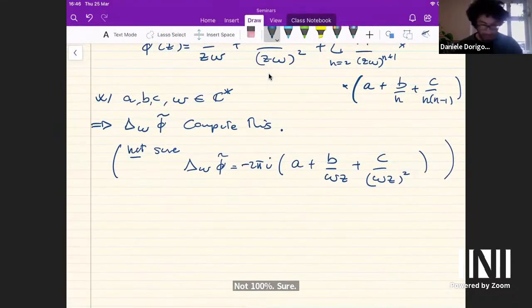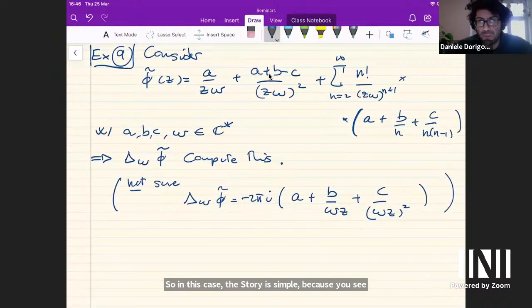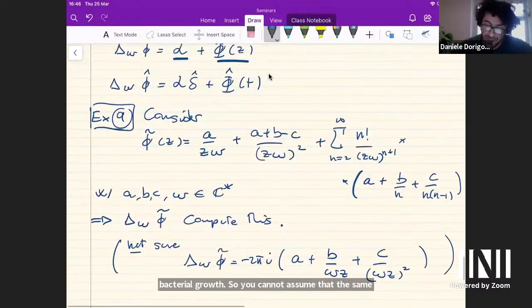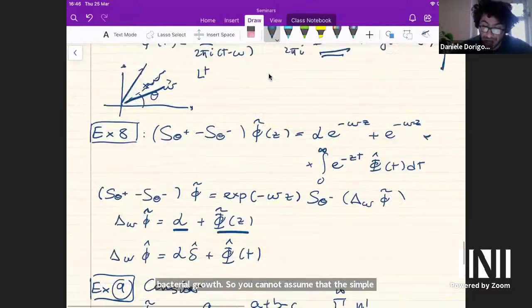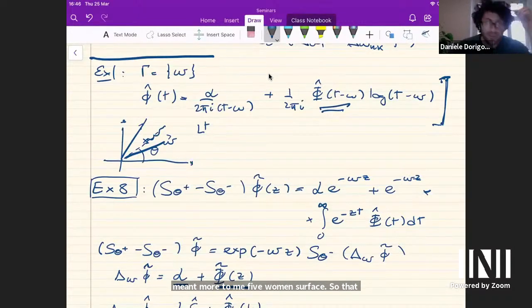Good. So in this case, the story is simple because you see I'm starting with something that, although it is not purely factorial, is not that far from that. It's n factorial, 1 over n minus 1, and so on. But in general, you're not going to just have a purely factorial growth. So you cannot assume that the simple singularity structures hold everywhere. This is a local statement. Your function is defined on a multi-ramified Riemann surface. So the definition of the alien derivative is more complicated.